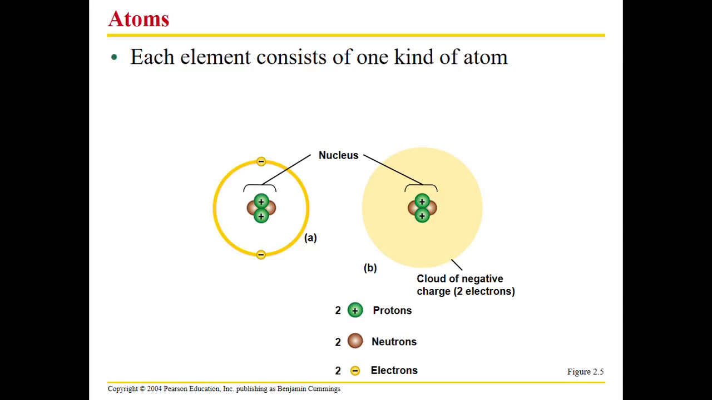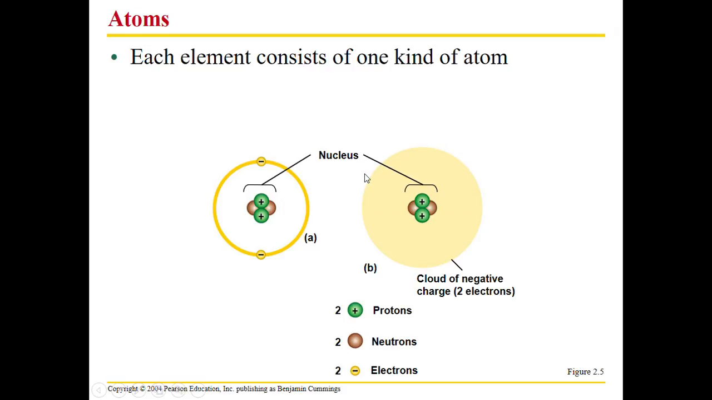Let's look at what the smallest level of each element is. Each element can be broken down into all of its parts, and that would be called an atom. In this atom, we have a middle, which is the nucleus. So here's the atom, here's the nucleus.